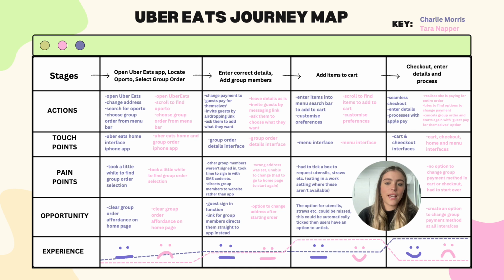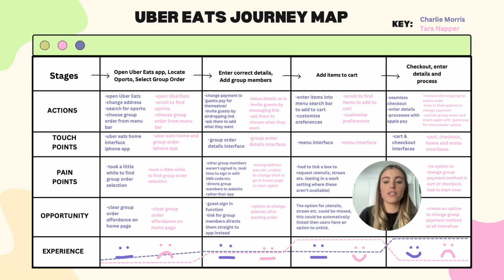I will discuss the key findings within the journey maps, which are primarily the pain points throughout the process and the opportunities that arise from these pain points. Within the Uber Eats app, both Charlie and Tara took a little while to locate the group order selection. This was poor UX UI as it was under the More Hurries icon once selecting the Porto restaurant, which was not a clear affordance.